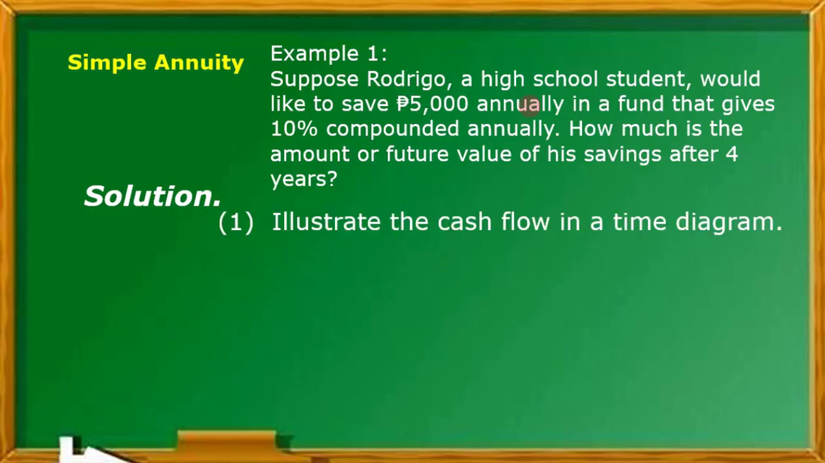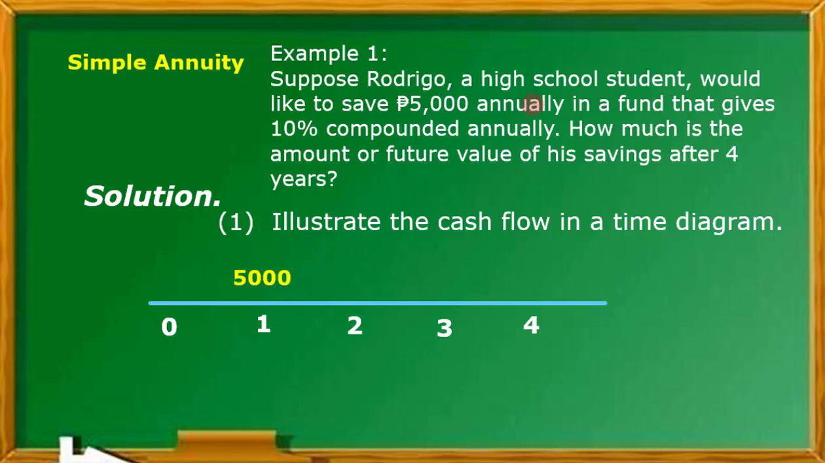For the solution, we have to illustrate the cash flow in the form of a time diagram. So we have here the time diagram. We have 0, 1 to 4 in terms of years. And for each year, Rodrigo has to pay 5,000 pesos. This is his first payment in the first year. Second year, same amount. Third year, 5,000 also. And in the fourth year, it's also 5,000.